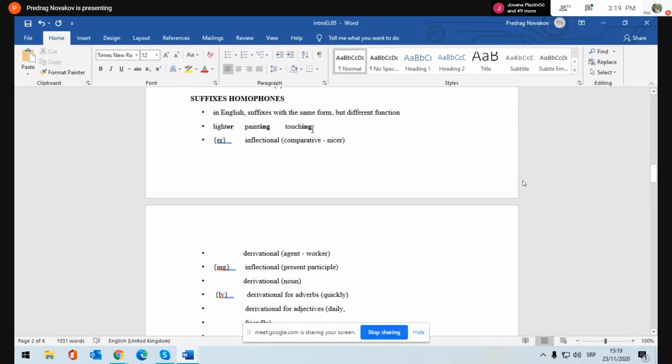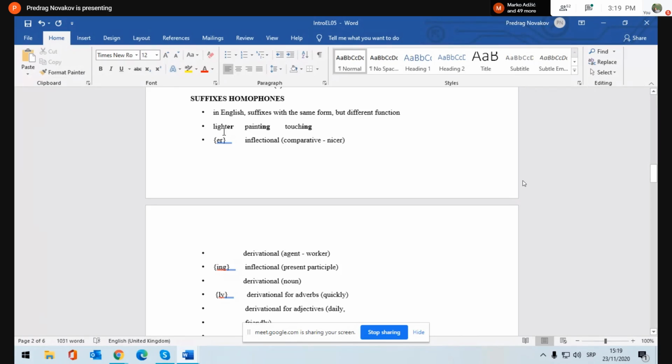Or touching as an adjective. Imamo vrlo sličan pridev u srpskom. Touching, how would you translate it if it is an adjective? Dirljiv. Dirljiv, exactly. So think about ER, ING again, but they have different function.